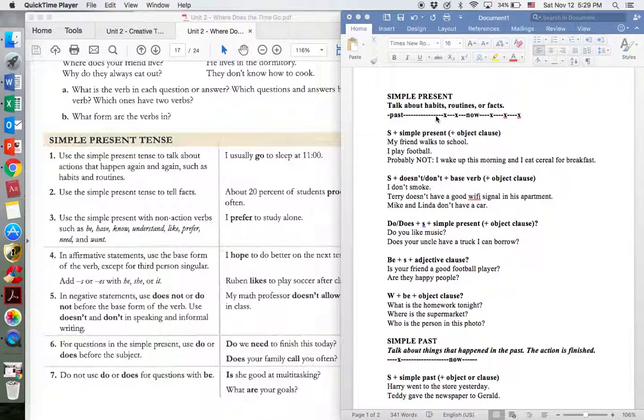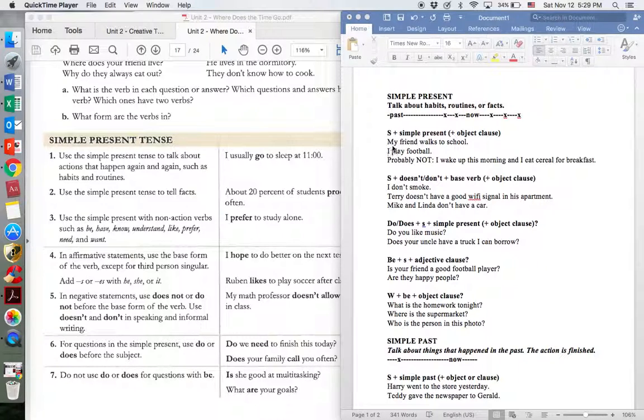And so here I have a crude timeline. This is the past. And then some event happens again and again, probably happens today even, will probably happen in the future. It's a habit. It happened in the past several times. It'll continue happening in the present and future.